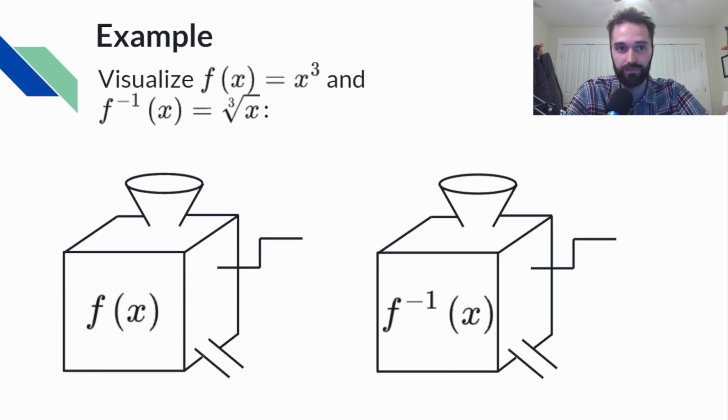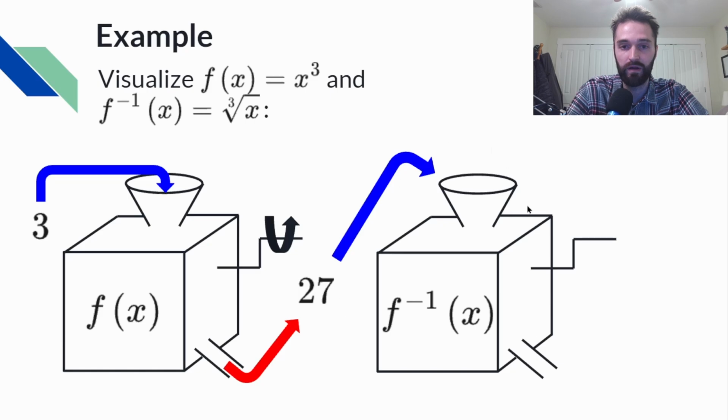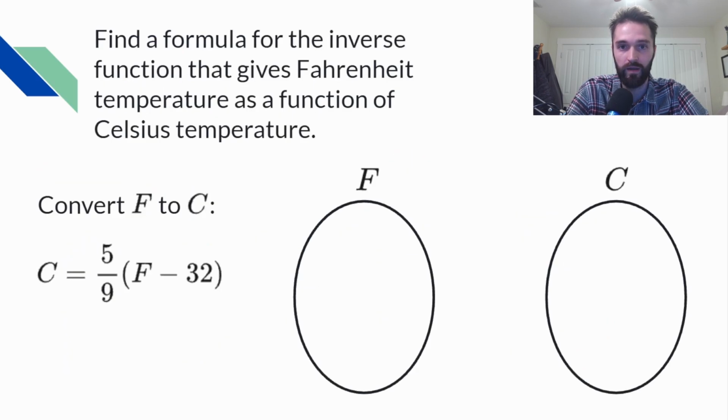Let's look at one more example just to really drive the point home. Let's try plugging in a 3. When we plug 3 into f and turn the crank, what comes out is 3 cubed, which is 27. So f spits out 27. And then we take that number and we plug it into the inverse and we turn the crank. What comes out is the cube root of 27, which is equal to 3. So we started with 3 and we ended up with 3. That's what happens with inverse functions.